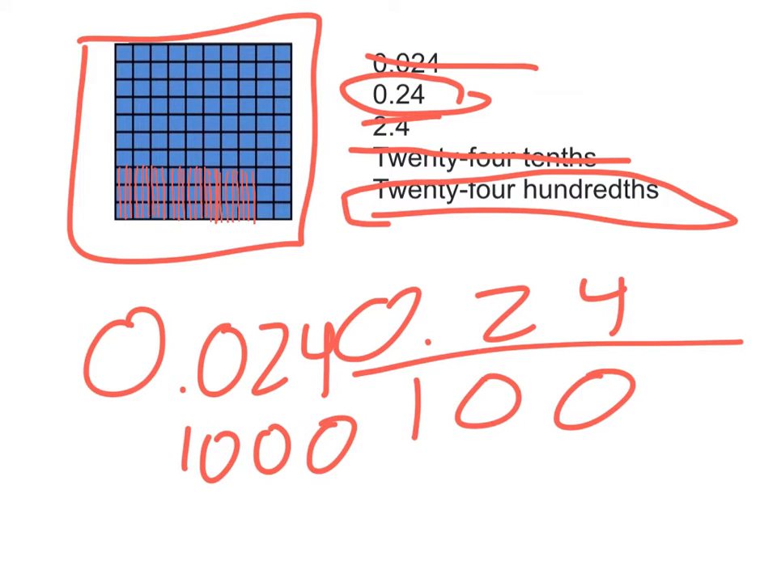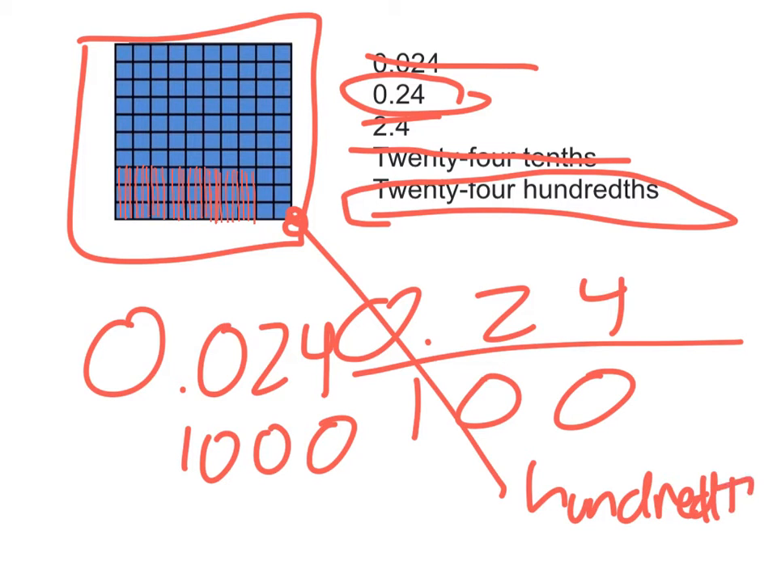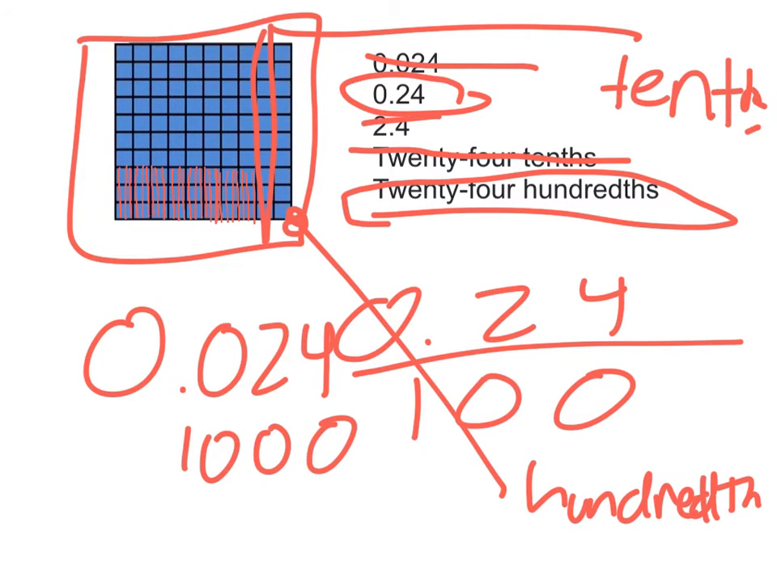The important thing to remember, and I'll show this on this slide, is that the little ones here, those are hundredths, and the whole long strip is a tenth. It's going to be a good clue on your next one.